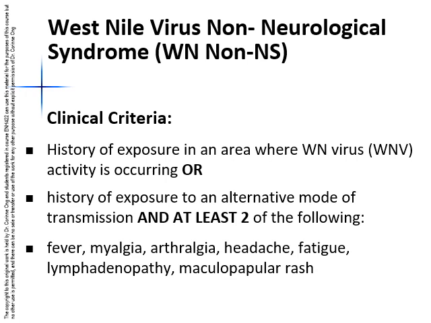For the non-neurological syndrome, the clinical criteria are history of exposure in an area where West Nile virus activity is occurring, or history of exposure to an alternative mode of transmission, and at least two of the following symptoms listed on the slide, which are mainly flu-like ones except for the rash.